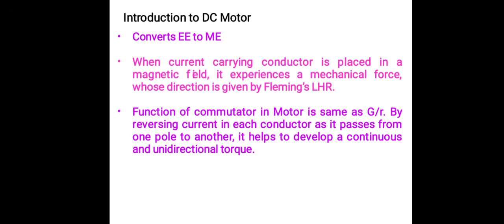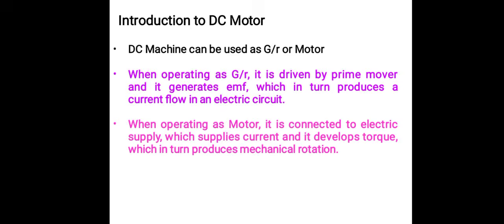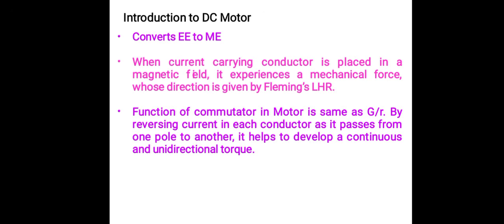When a current carrying conductor is placed in a magnetic field, it experiences a mechanical force whose direction is given by Fleming's left hand rule. So this is the principle of DC motor. So when a current carrying conductor is placed in a magnetic field, it experiences a mechanical force. It produces some force, and the direction of that force can be found from Fleming's left hand rule.